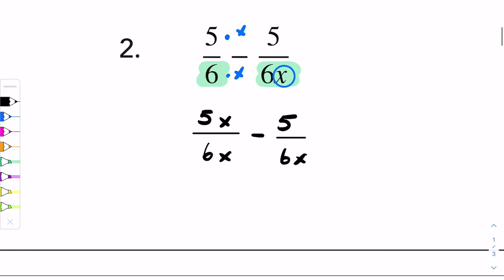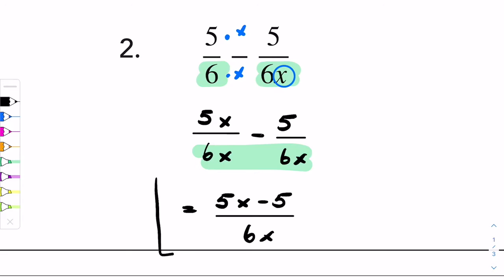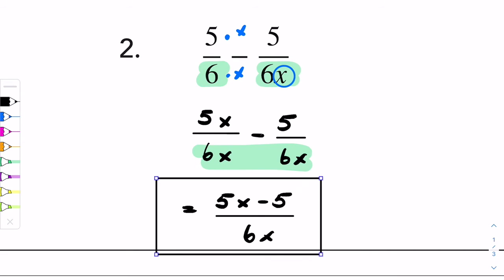By multiplying that value of x, you can see that we clearly created a common denominator. Once you create that common denominator, you're just going to subtract the numerators. Subtracting these numerators gives me a final solution of 5x minus 5 divided by our common denominator of 6x. And that's how you add or subtract fractions. It's by creating a common denominator and then working with the numerator.